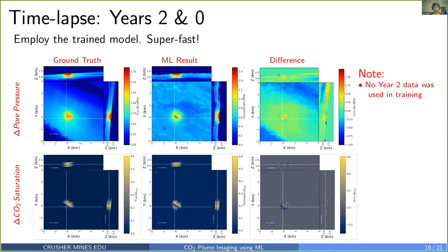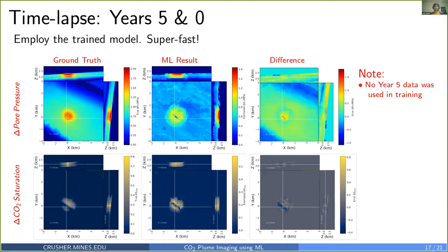On the left is the ground truth, the middle again is the machine learning result, and on the right is the difference. Again, we see that most of the differences in pore pressure perturbation are close to zero or within acceptable error margins. The error in CO2 saturation is also acceptable. Most of these gray values are close to zero. So we're seeing that the model is able to quickly predict the changes in pore pressure and saturation for future years, just based on a model computed from earlier years.